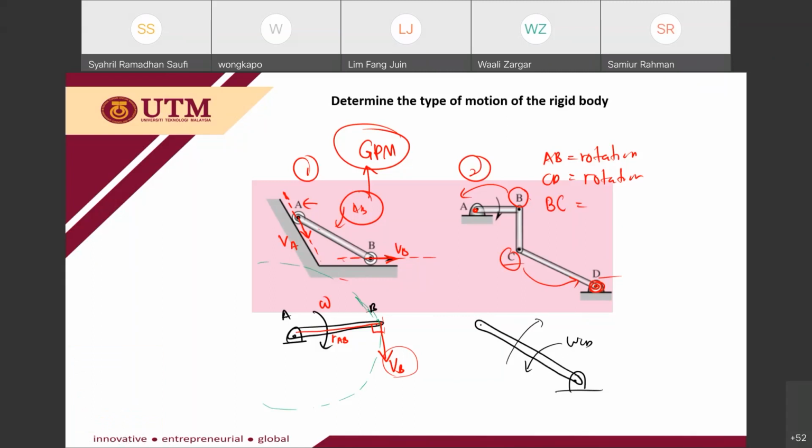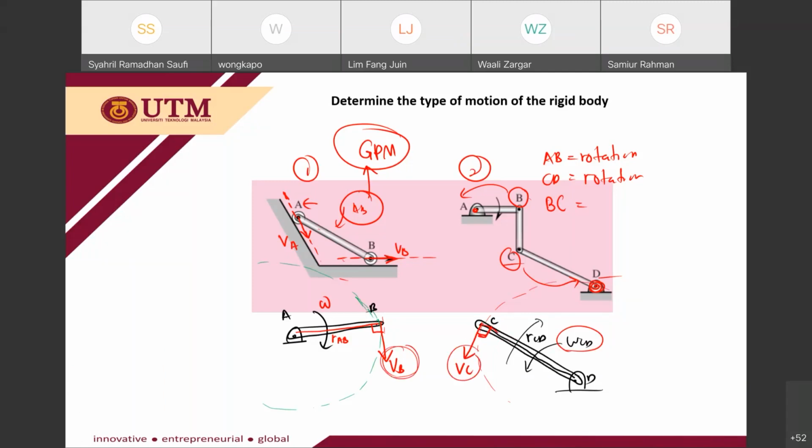Okay, this one is C, this one is D. So this one is the radius RCD. So point C is rotating about point D. So the path of motion, this is the path of motion, the circular path of point C. Okay, so let's assume that omega CD is counterclockwise. So basically, this would be your VC, 90 degrees to the RCD and tangent to the path.